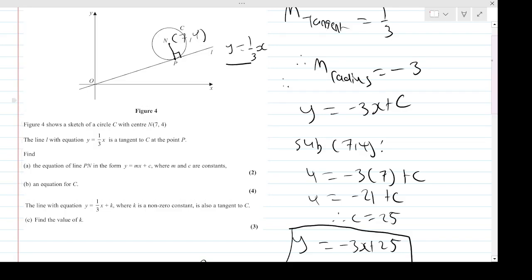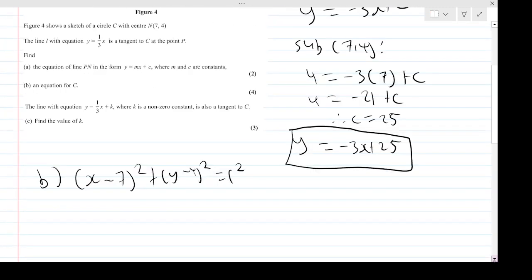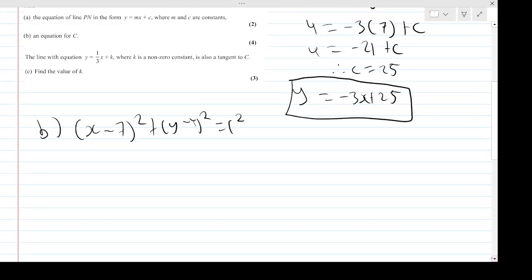However, I already know the two equations. I know the equation of the tangent and the radius already. I've worked that in part A. I can then equate them to find the point P. So y is minus 3x plus 25. That's what I worked out. And y is a third x.